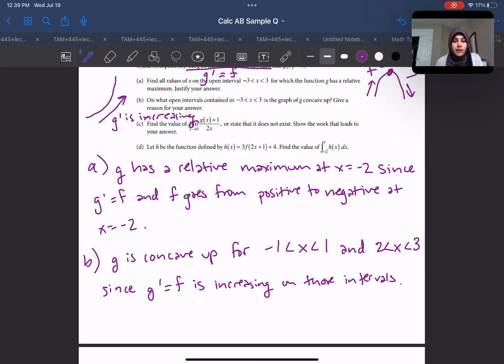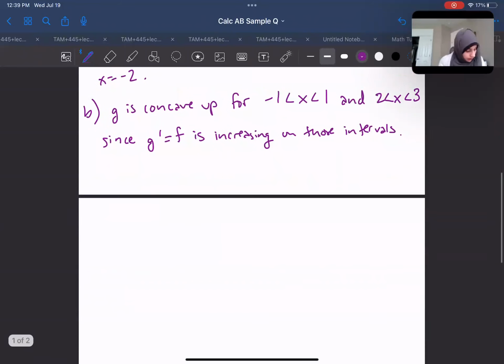Part C says, find the value of the limit as x approaches 0 of (g(x) + 1) over 2x, or state that it does not exist. So I'm going to go ahead and look at the numerator first and then the denominator. So let's start with just g(x). So we first want to state that g is continuous at x = 0.